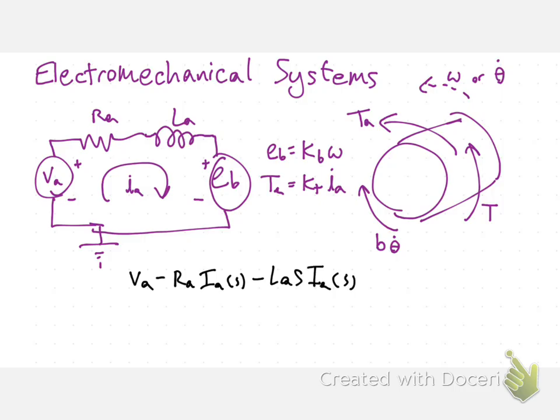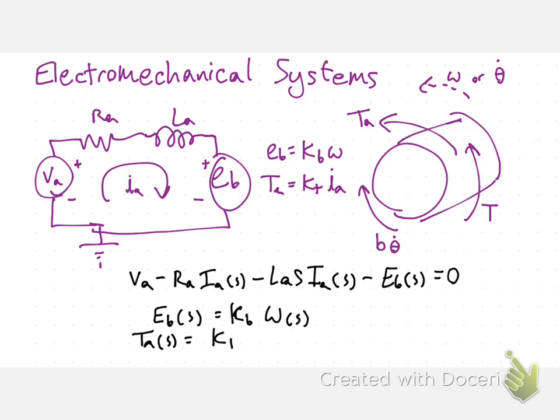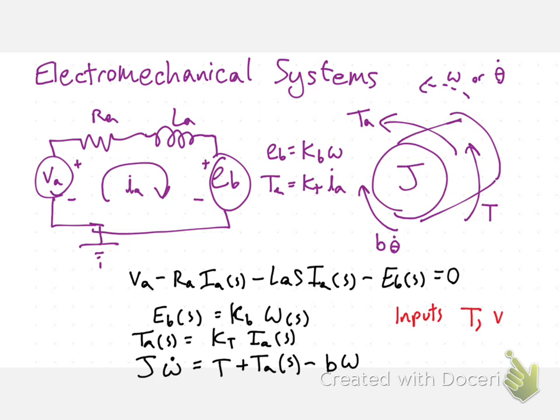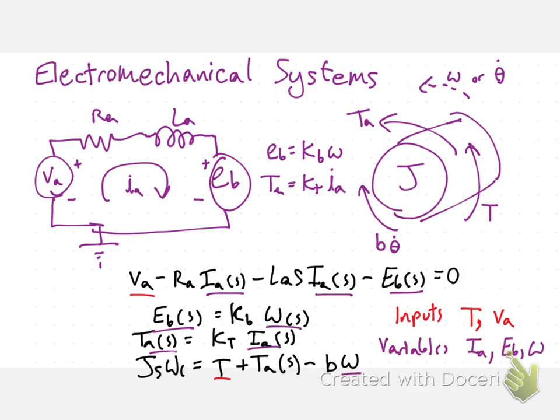So we can go straight to the Laplace domain to talk about what's happening in our circuit. And we take the givens of our motor system, then we can do our summation of our torques is equal to our mass moment of inertia J times our angular acceleration, omega dot. And for this we have two inputs, torque and our input voltage. We have three main variables, and we have a bunch of constants.